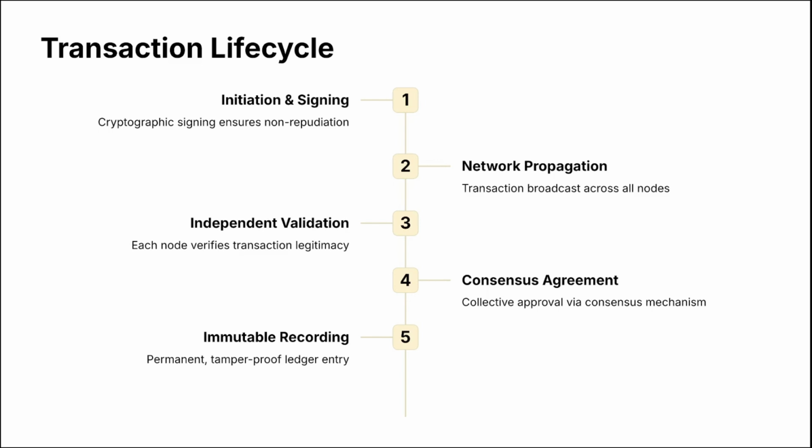Once the transaction passes validation, it enters the consensus agreement phase. The network collectively agrees on whether the transaction should be added to the ledger, and this might involve things like proof of work, proof of stake, or those types of consensus mechanisms. Finally, the transaction is immutably recorded. It's added to the ledger in a tamper-proof way, whether in a block or a DAG structure, creating a permanent, transparent record that can be audited by anyone with access to the network.